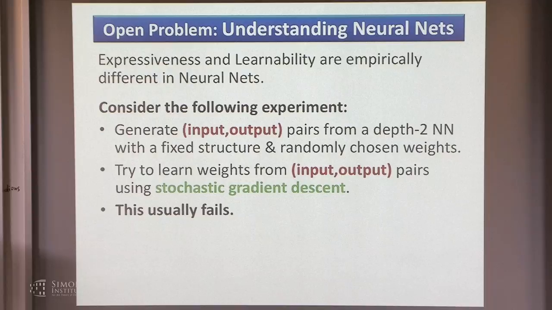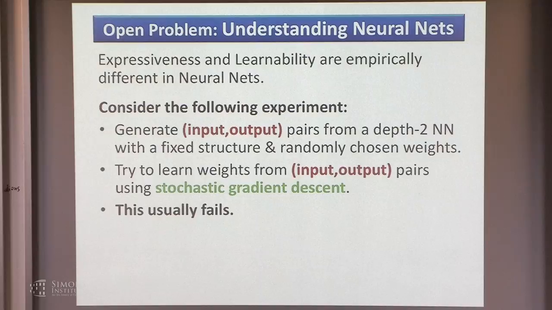You take a neural network, let's say a depth two neural network, and you generate examples from it. So you sample random inputs and feed them to the network and take the output. So now you have a stream of examples. Now you feed it to the same neural network with the same architecture, so in terms of expressiveness, it could express it accurately with error zero.